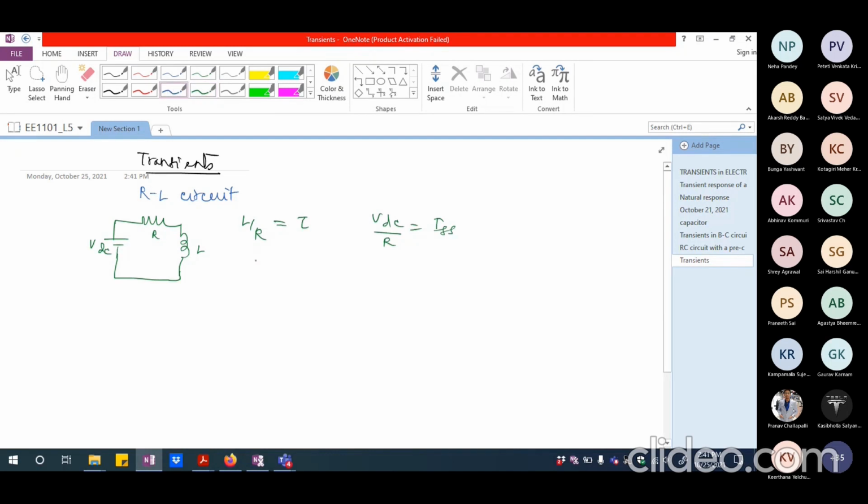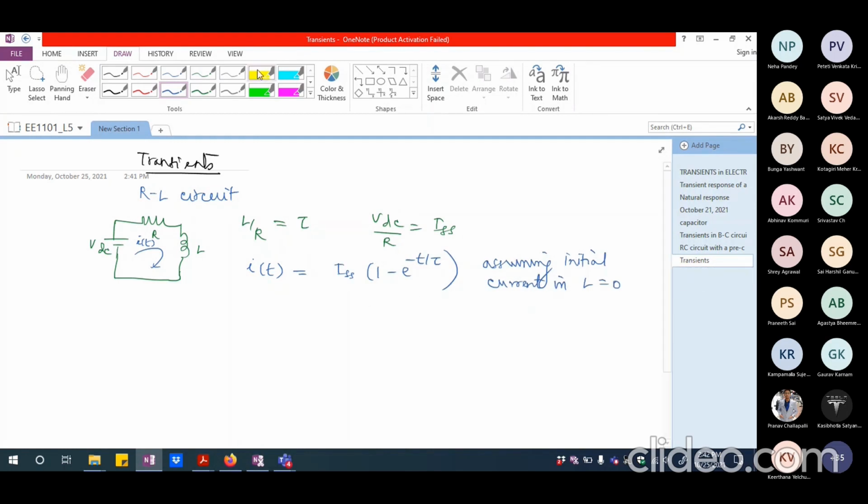And if I write the response as i of t, what kind of i of t am I going to get during the transient interval? That is going to be ISS multiplied by 1 minus e power minus t by tau, assuming that my initial condition is 0. That is, the initial current in L is 0. I'm not really establishing any current in the circuit.